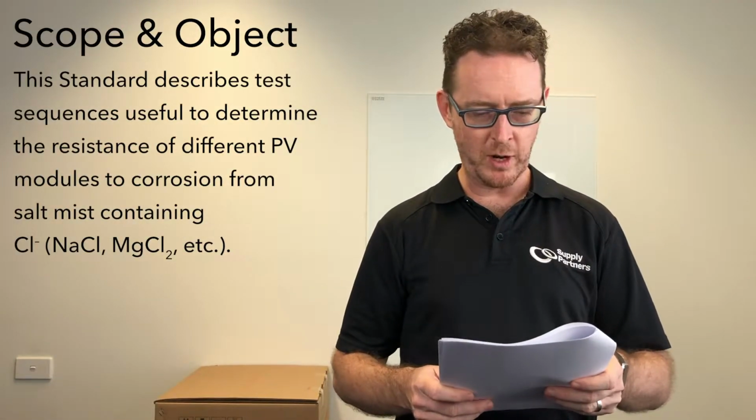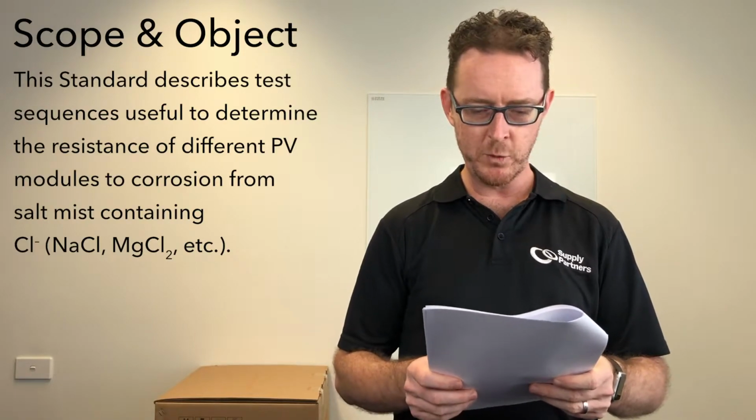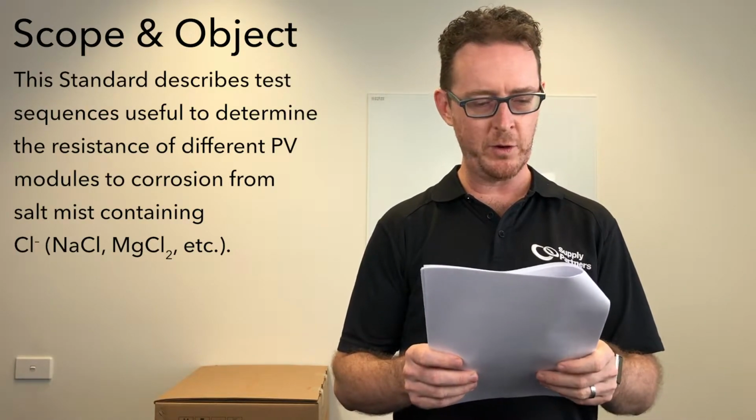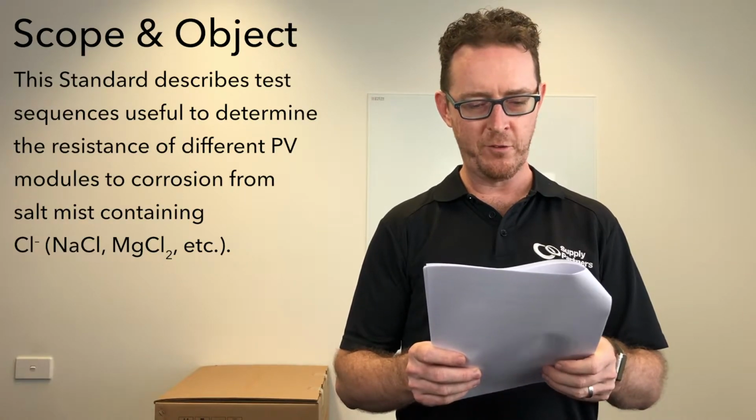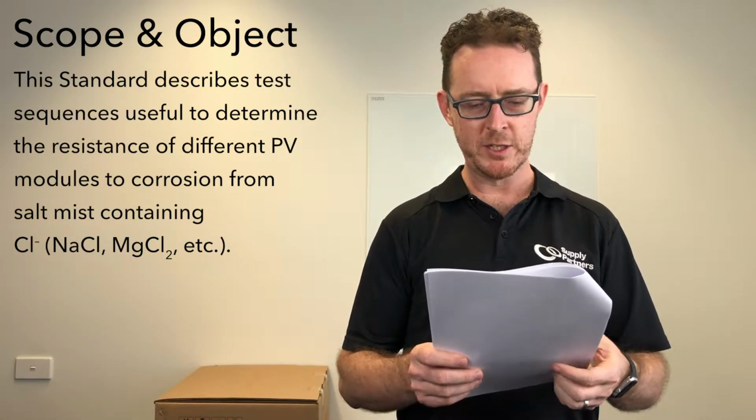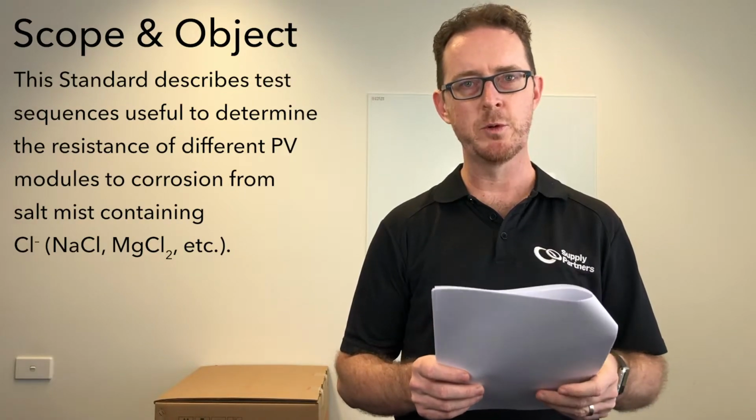Salt mist is an environmental condition which could reduce performance or even cause module failure over time. This particular standard covers how to test PV modules if you want to ensure that you are going to be able to deal with that harsh kind of environment. And in the scope, it says this standard describes test sequences useful to determine the resistance of any photovoltaic modules to corrosion from salt mist containing chlorine, such as NaCl, MgCl2, etc.